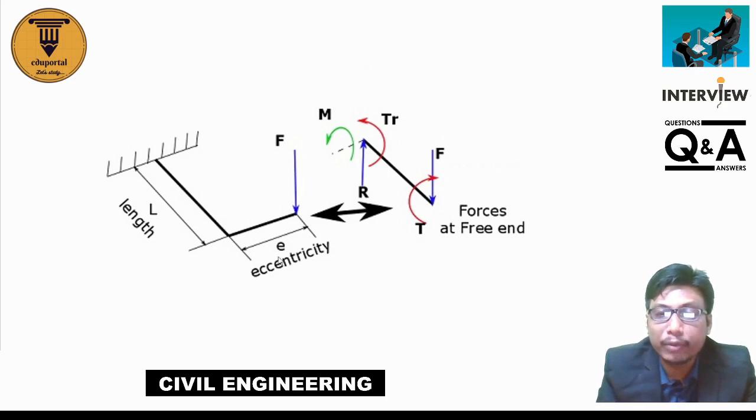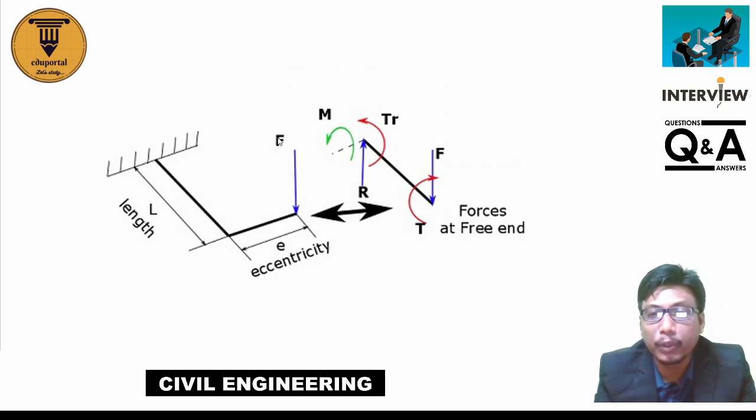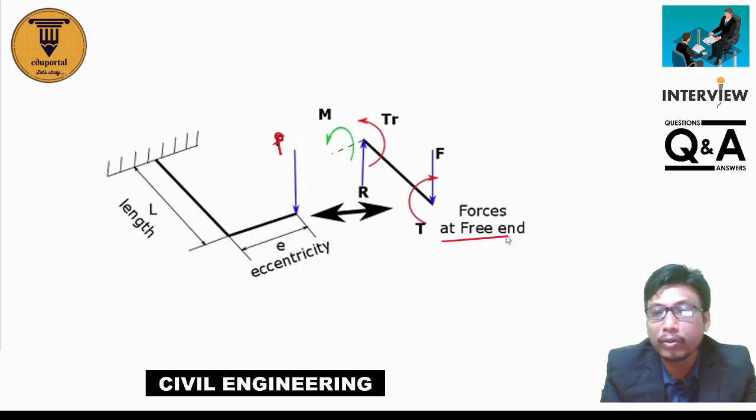Okay, so here you can see this is the load P. E is the eccentricity. So here there will be a torque, with value T equal to P into E. Its direction is clockwise, as you can see.